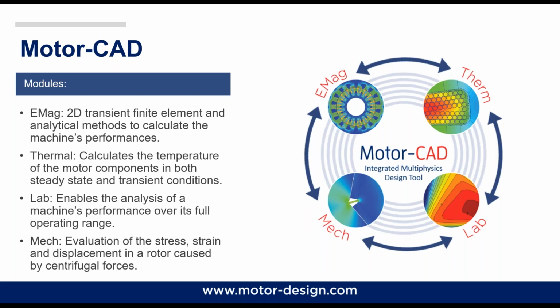It enables the analysis of a machine's performance over its full operating range. The outputs, such as efficiency maps, torque speed curves, loss maps, and drive cycles, are rapidly generated. And by coupling the lab with the thermal module, lab is able to predict the thermally constrained continuous operating envelope and analyze the temperature rise over a driving cycle.